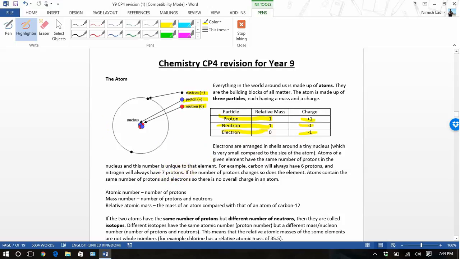Atoms contain the same number of protons and electrons, so there's no overall charge. So you can see that this atom here has 2 protons, so therefore it has 2 electrons. Know these definitions. So atomic number is the number of protons, mass number is the number of protons and neutrons, and the relative atomic mass is the mass of an atom compared to that of an atom of carbon 12.